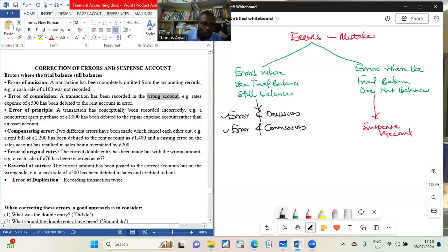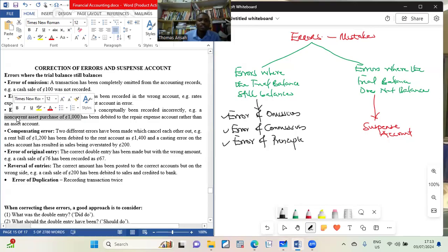All right. So then we have error of principle. Error of principle is a transaction that has conceptually been recorded incorrectly. Now, why? Because this one affects the principle. You know the double entry principle? Yes. So double entry principle says that we should debit assets and expenses and credit incomes and capital and liabilities. So if you go and credit assets instead of crediting a liability, then it means you've missed the principle. All right. So basically that is that. So a typical example is that a non-current asset that has been purchased for 1,000.